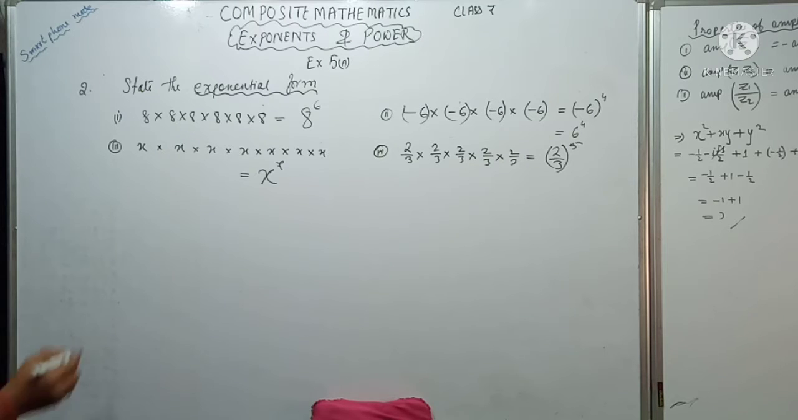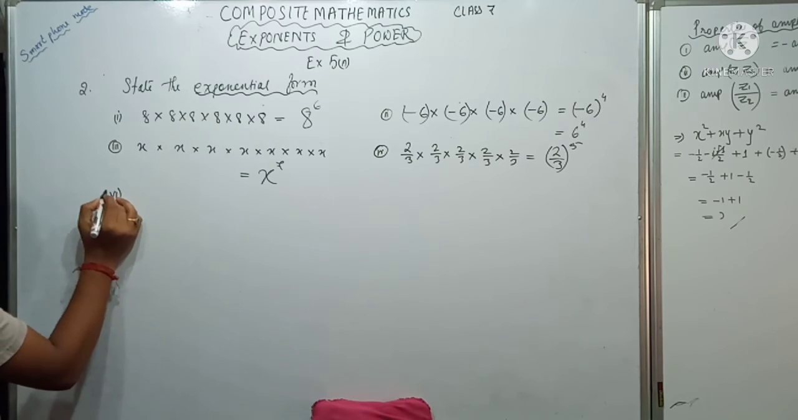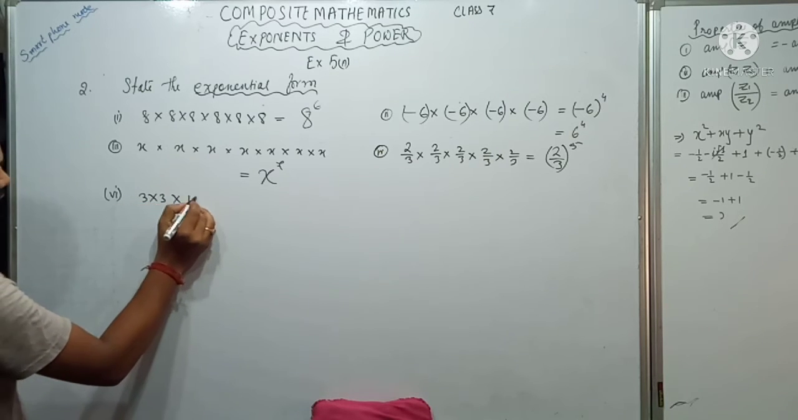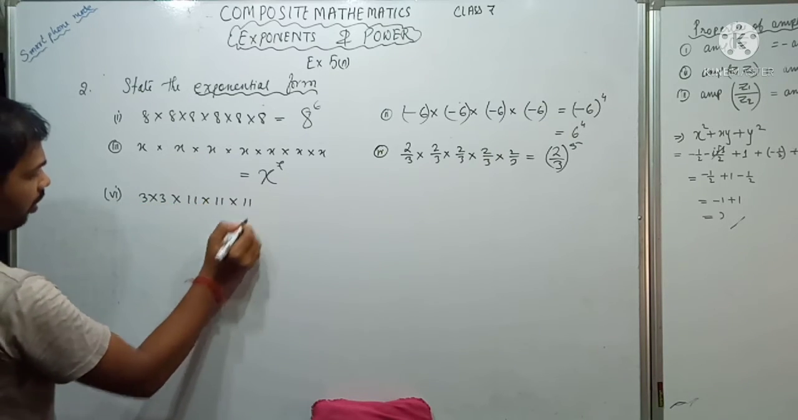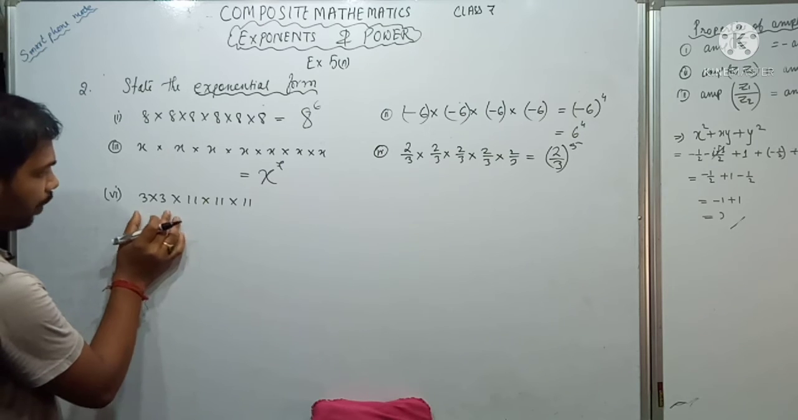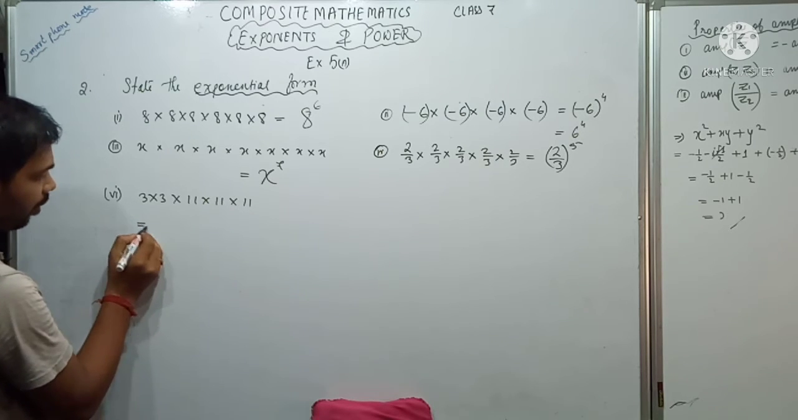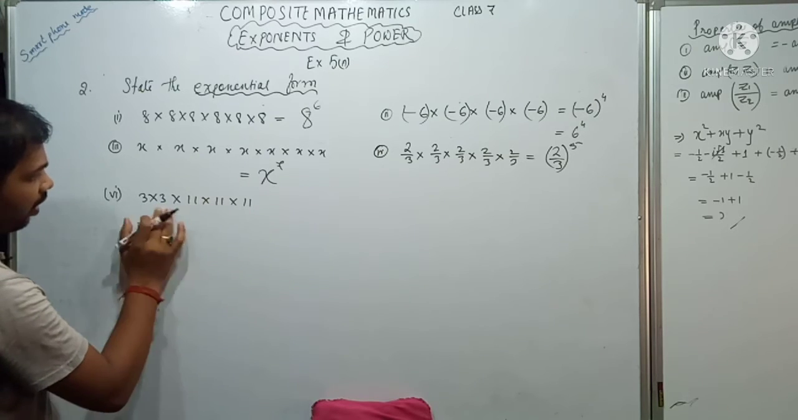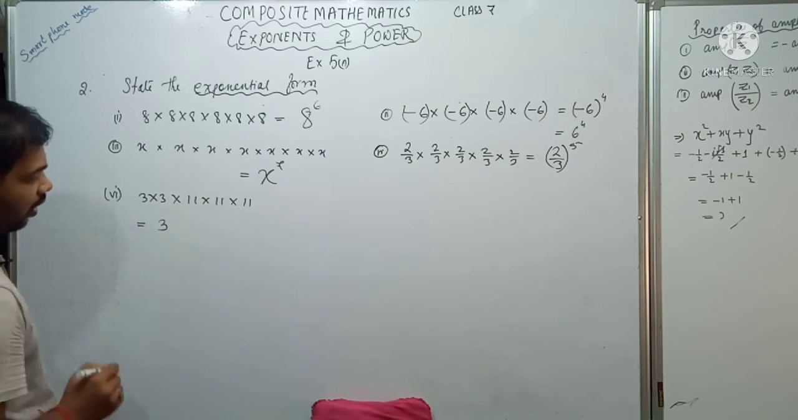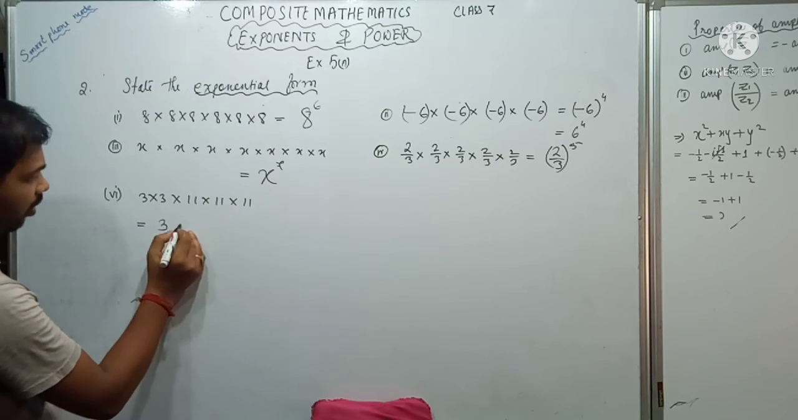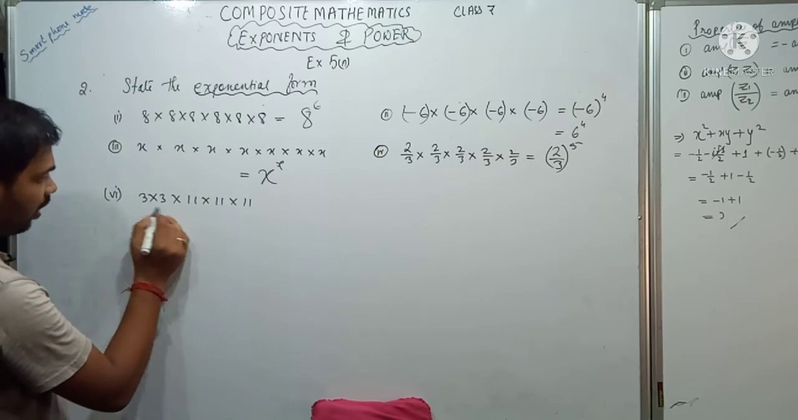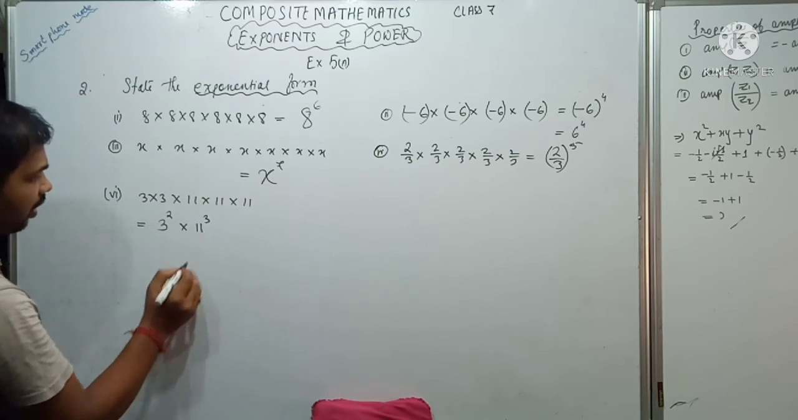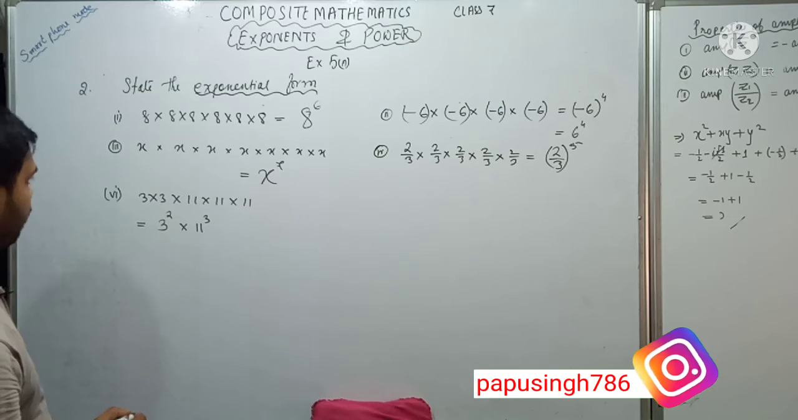Number 5 you do yourself, and I will show number 6. It is 3 into 3 into 11 into 11 into 11. If the pattern is given in this way, then we have to write it separately. There are two numbers, 3 and 11. So for 3 we write one expression, and for 11 we write one expression. 3 how many times? So 3 power 2, into 11 how many times? 3. So it is 11 power 3. Okay.